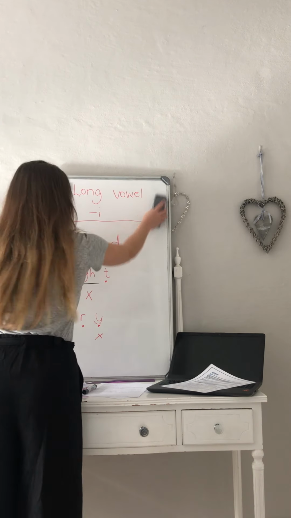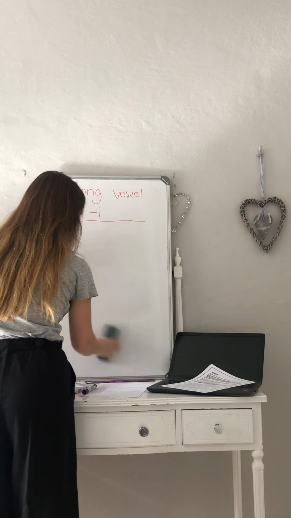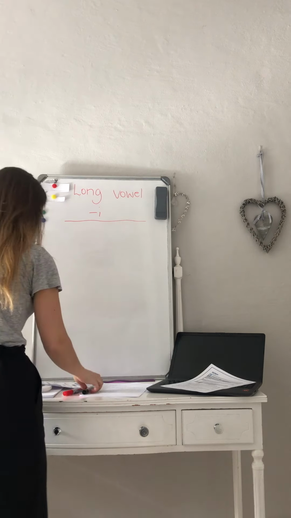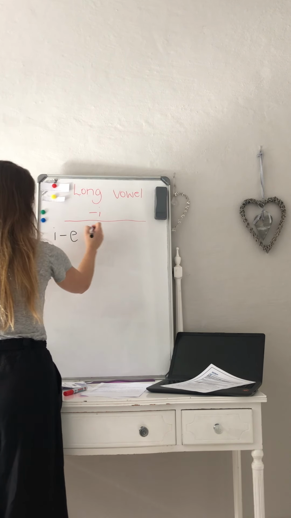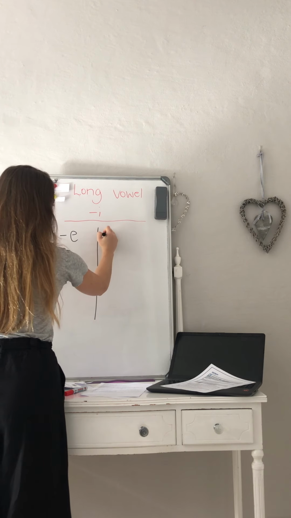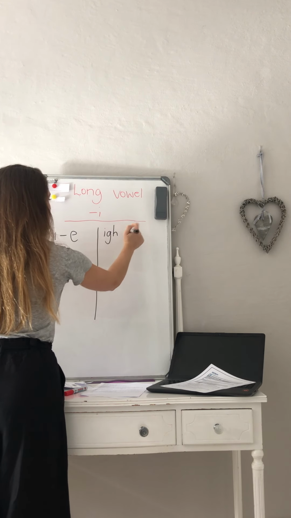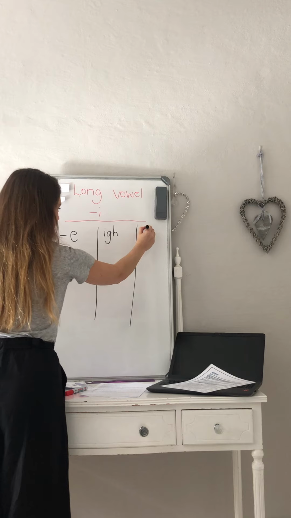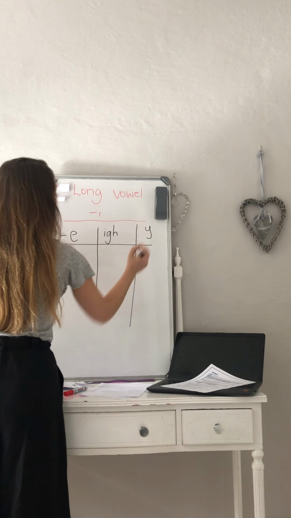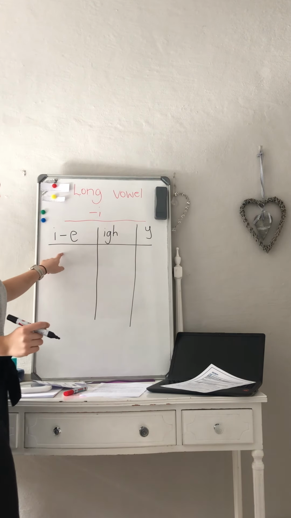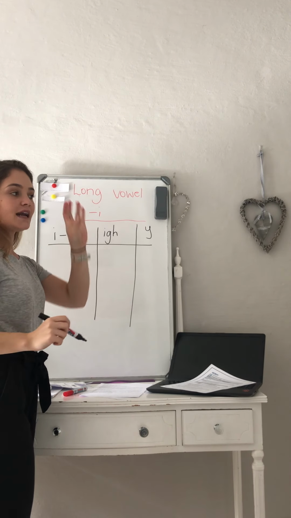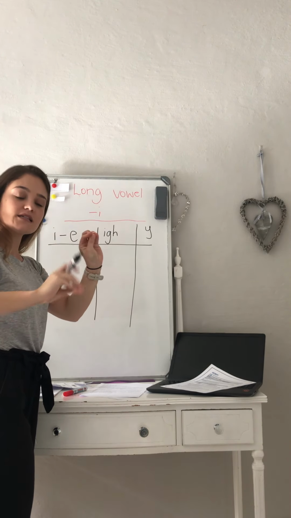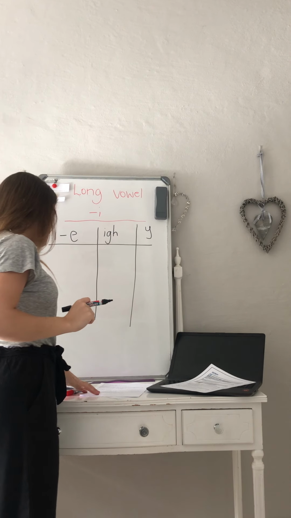I'm going to erase this, and I'm going to split my board into 3 columns. One that looks like that, one that looks like that, and one that looks like that. Now in this one, we know that this I sound is a smiley, and our I is in the middle, but it is completed with the E, okay? So let's have a look.